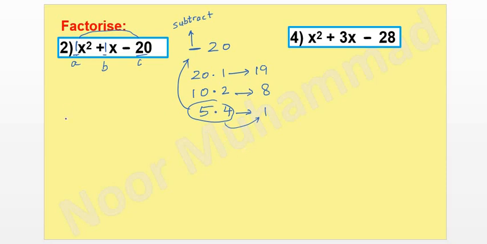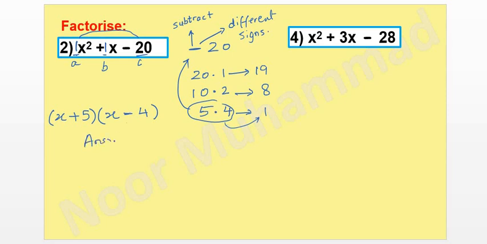Now how will we place the signs with them? Remember, the bigger number gets this middle sign, right? So we will write x plus 5. And what about the second factor? This negative sign says make different signs in your brackets. Different signs in the brackets, right? So the other one is going to be negative, so it will be x plus 5 and x minus 4.